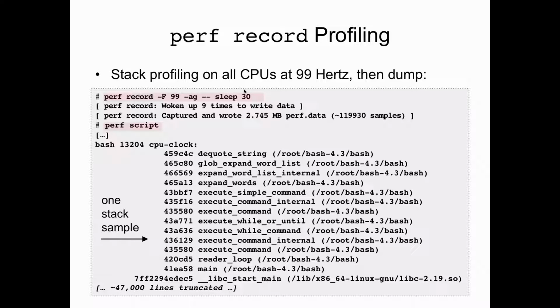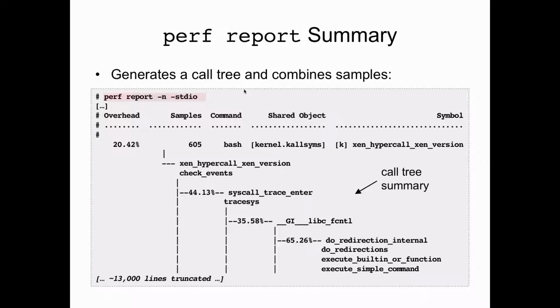So this is going to, at 99 Hertz on all CPUs for 30 seconds, gather the stack trace. The way perf works is it dumps it to a file, perf.data, and then you post-process that. I use perf script, which just dumps out the samples. There's one stack sample, and it was a profile of bash. 47,000 lines were truncated because there's a lot of output. Perf has another mode, perf report, where it will condense and aggregate common code paths just to make the output less, so you don't have to read every single stack sample. It improves it a little bit, but here we've got 13,000 lines just for my quick test.